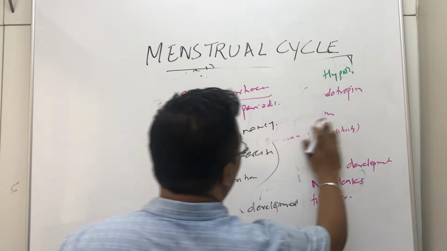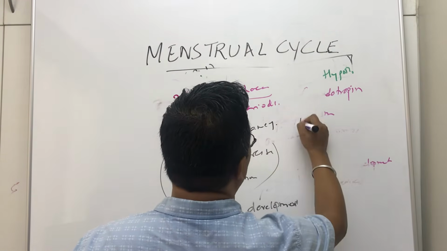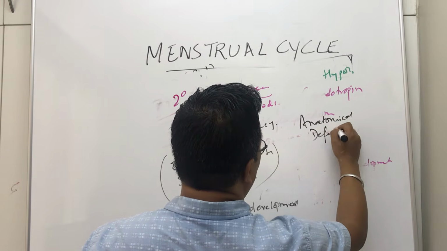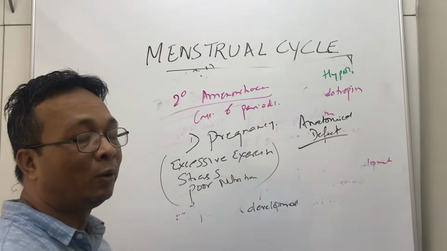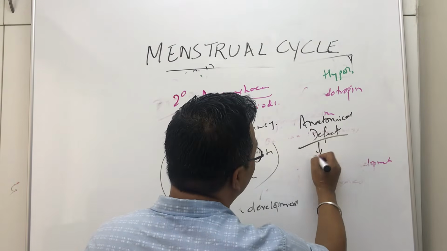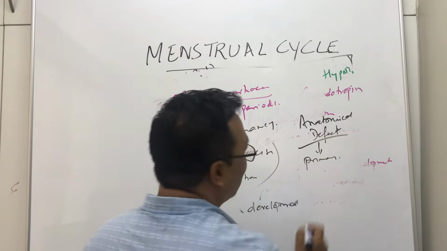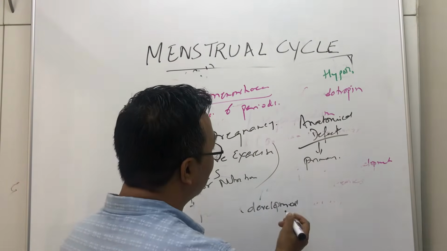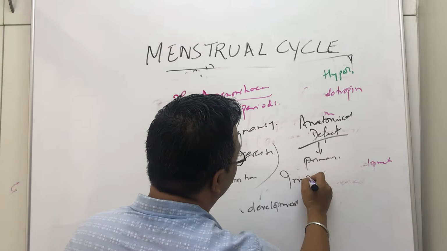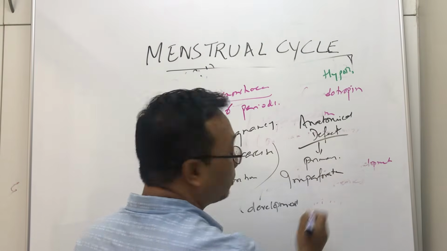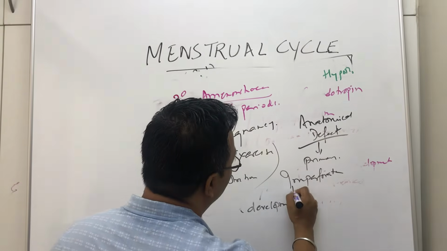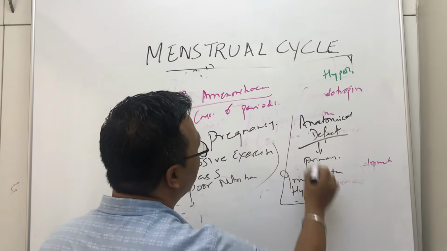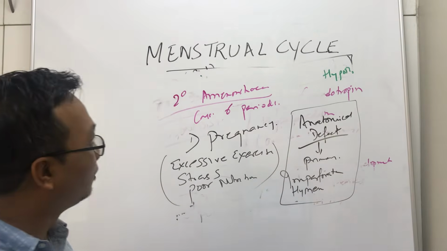Other than that, what are the other causes? Any sort of anatomical defect can also result in amenorrhea. Basically, anatomical defect will result in primary amenorrhea. Like genetical defect, the uterus is absent or there is imperforate hymen. When the hymen is not perforated, imperforate hymen, or absence of uterus, this is the case of primary amenorrhea. There is some anatomical defect.